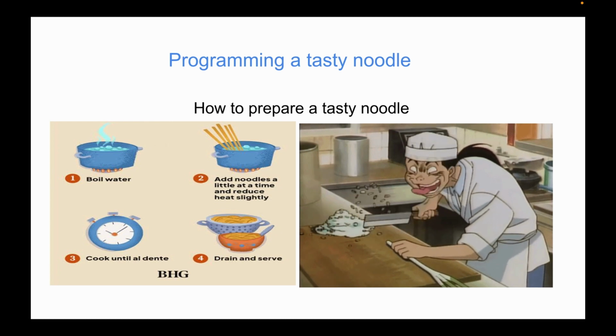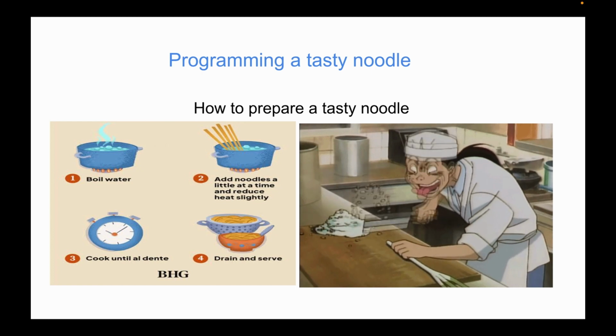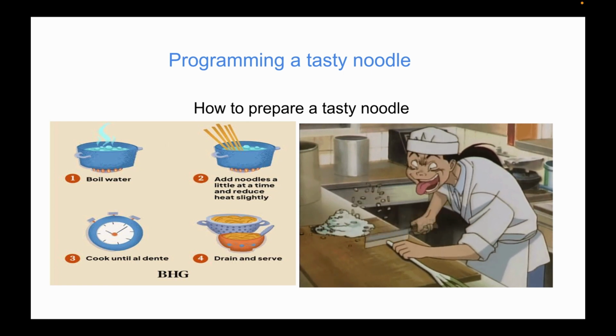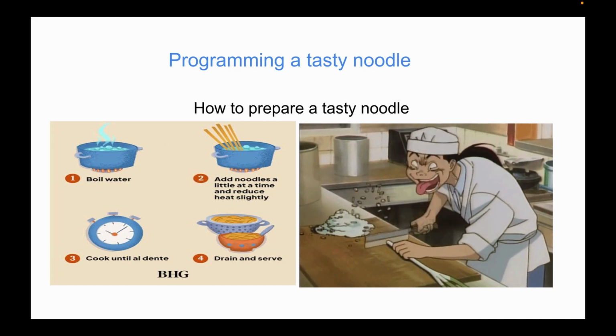Preparing a tasty noodle. Programming the tasty noodle, yeah. How to prepare it, right? Number 1, boil your water. Number 2, you add noodles little at a time and reduce the heat slightly. Number 3, cook until it's time. Number 4, you drain and serve, right? Well, if you don't agree with me, I think this is a simple way to prepare Indomie.